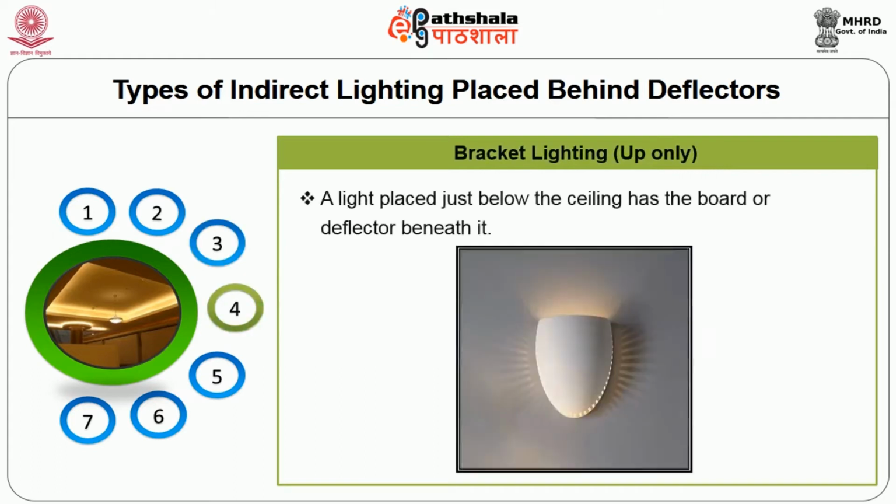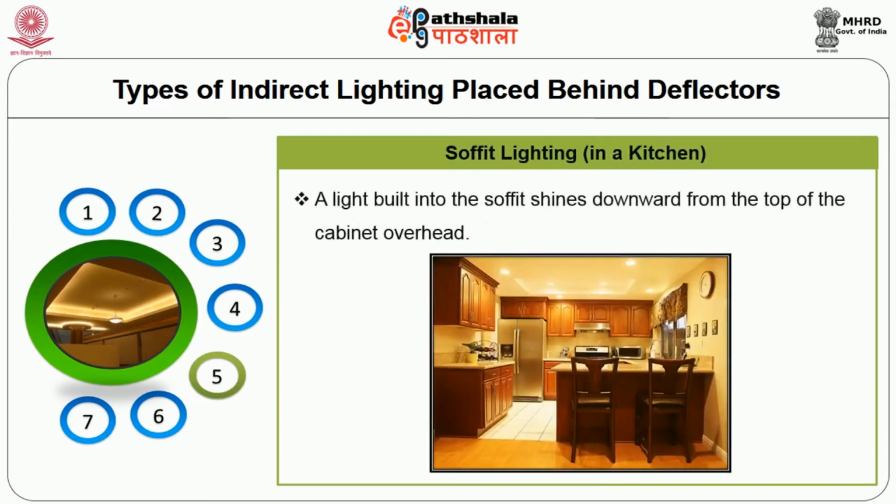That is a light placed just below the ceiling with a board or deflector beneath it. Then soffit lighting in a kitchen. A light built into the soffit shines downward from the top of the cabinet overhead.